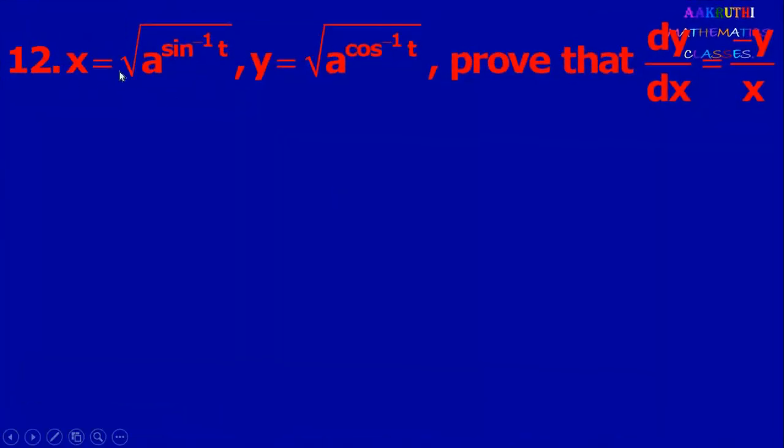Next question: x equal to root of a to the power sin inverse t, y equal to root of a to the power cos inverse t. Prove that dy by dx equal to minus y by x. Now we can prove this problem in two methods. One is, first you have to simplify this. Second one is parametric differentiation. In the first method, we simplify this.